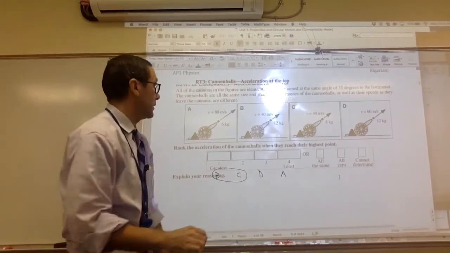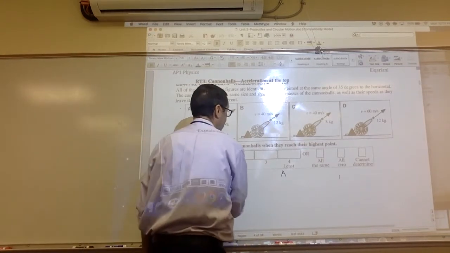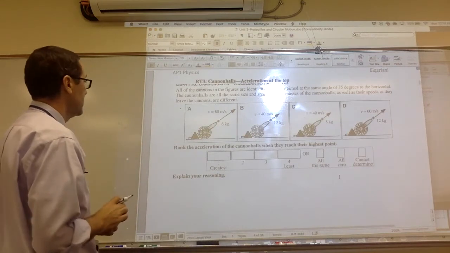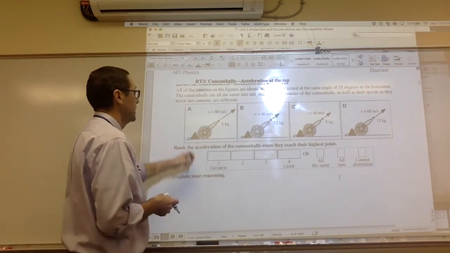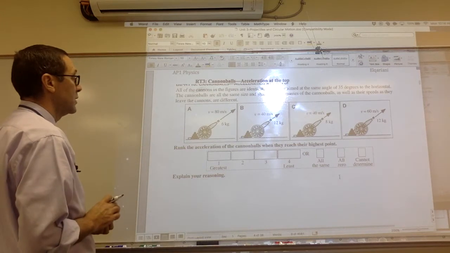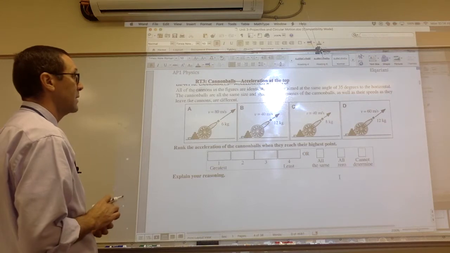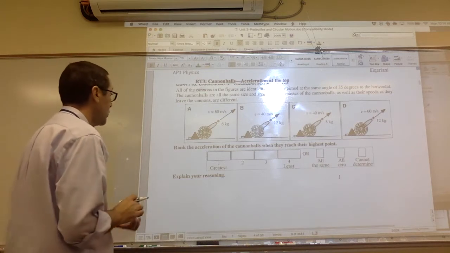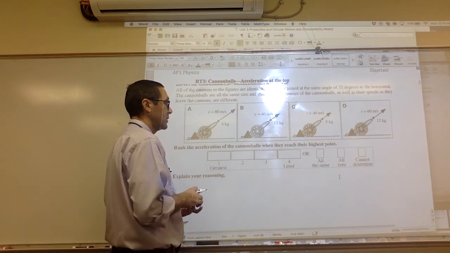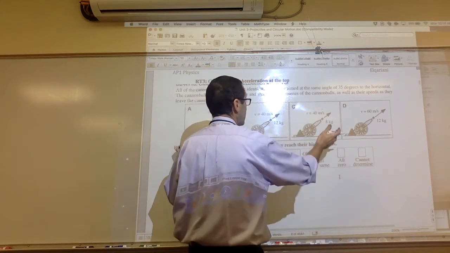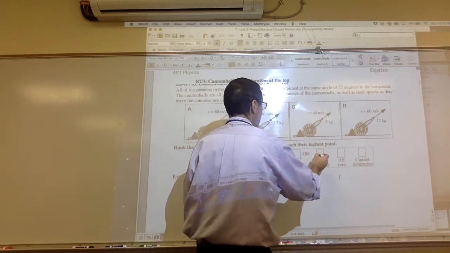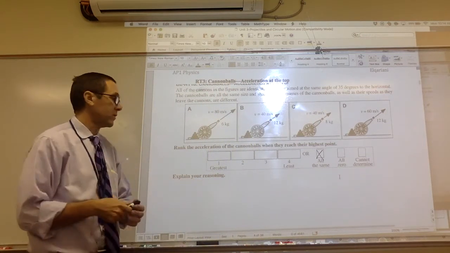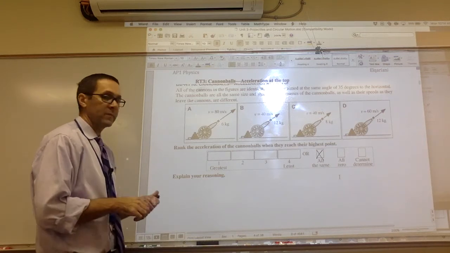The next one is you fire something at an angle. I know we haven't done anything at an angle yet, but we can still answer the question. It says to rank the acceleration of the cannonballs when they reach their highest point. When they're at the highest point, the only thing acting on them, not just at the highest point, anywhere, is just the force of gravity, which means the only acceleration they're going to have at the highest point is the acceleration of gravity. So in all cases, regardless of the initial speed, regardless of their mass, they're all going to have the same acceleration. And you're going to explain your reasoning based on what I'm talking about.